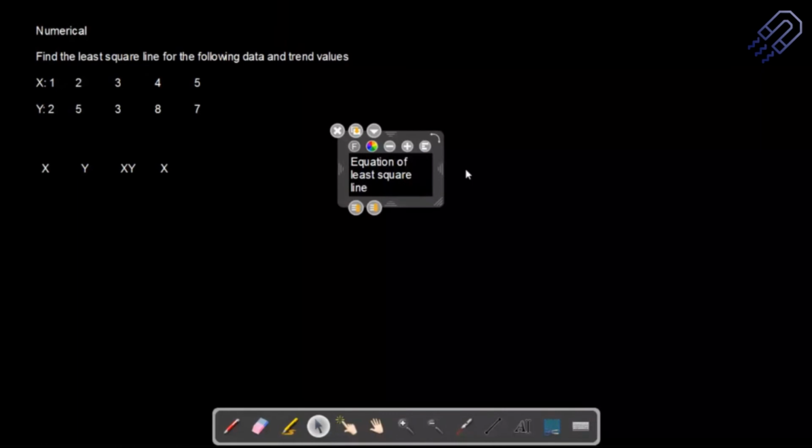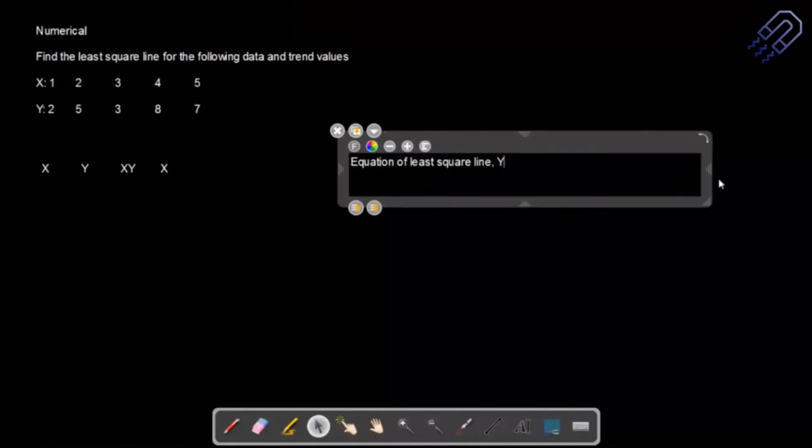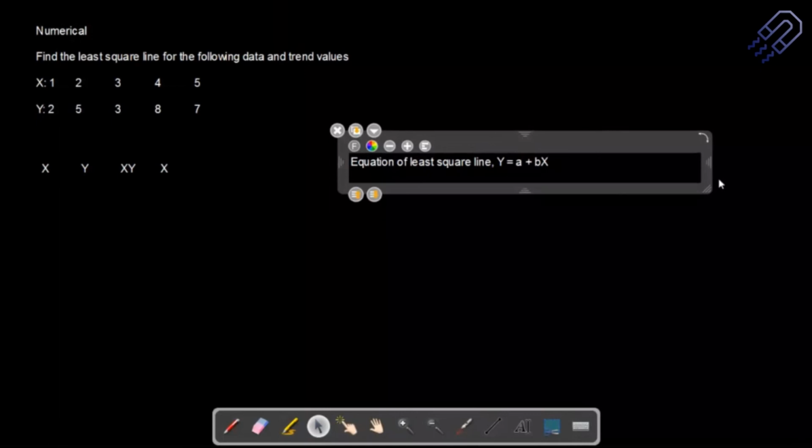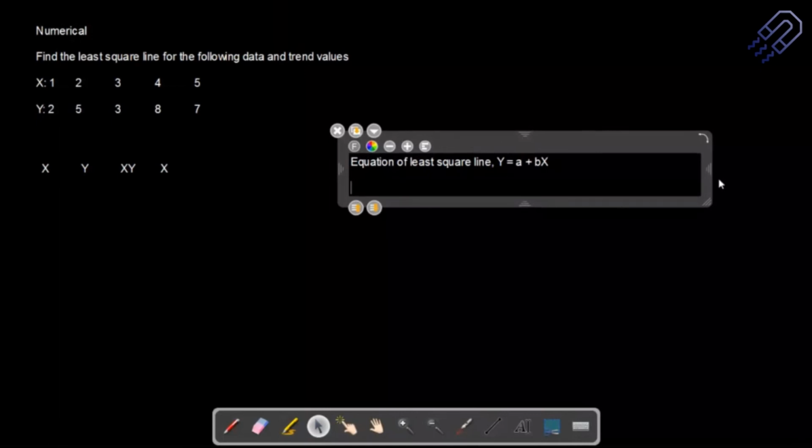If you write it down, the equation of the least square line is y is equal to a plus bx. This is the equation of the least square line. And if you want to write down the normal equation, we have to just take the summation of those parts.